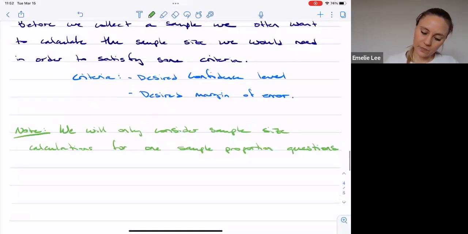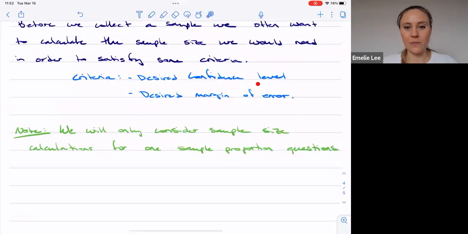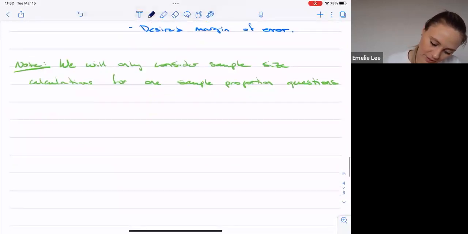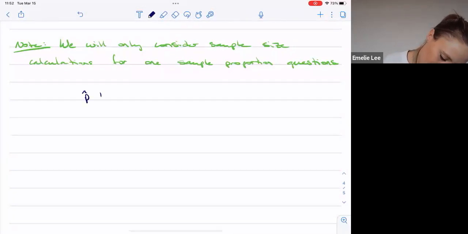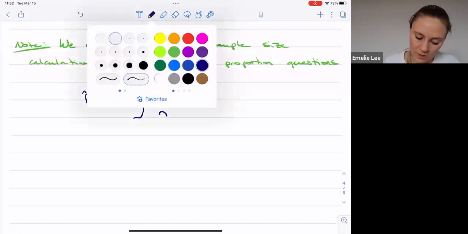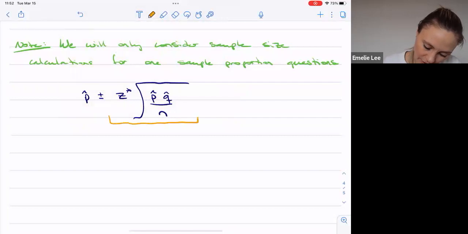So if I have a confidence level, right? Remember, that sounds like a confidence interval, right? And I have some desired margin of error, then how we're going to do this is we're going to rely on where we get the margin of error from, which is the confidence interval, right? And so recall that p hat plus minus z star times the square root of p hat q hat over n. Remember that this is your margin of error.